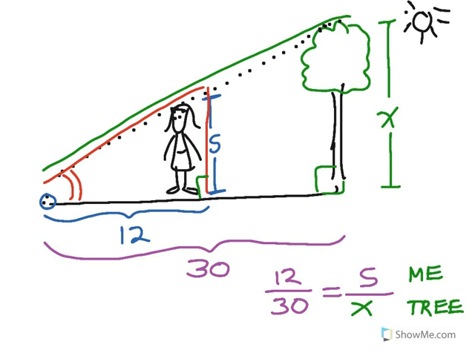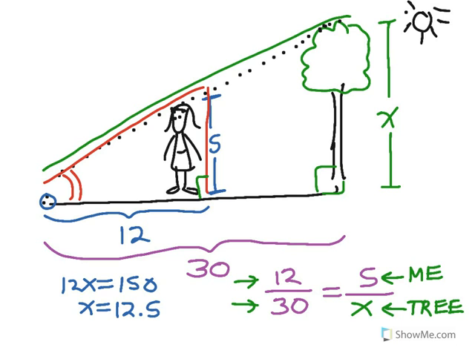Okay, so this is my shadow to the tree's shadow should be the same relationship as my height, 5 feet, to the tree's height, x. So we can solve that cross-multiplying. Let's do that over to the left here. 12 times x is equal to 30 times 5, or 150. And we get x is 12.5. Okay, so that means I'm 5 feet tall and that the tree is about 12.5 feet tall. Okay, and that's it.